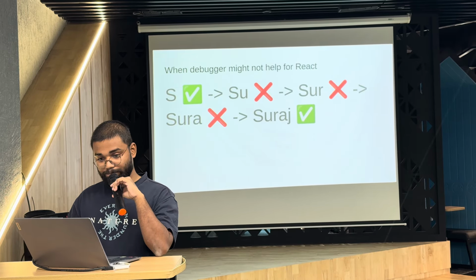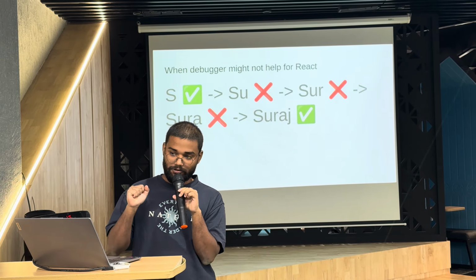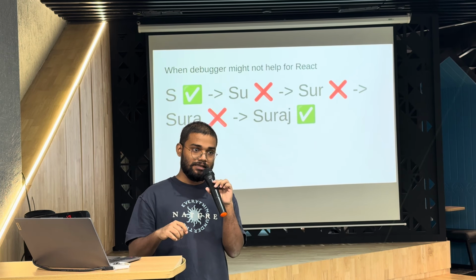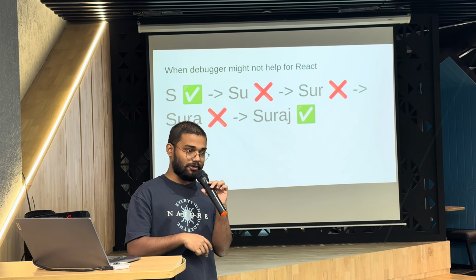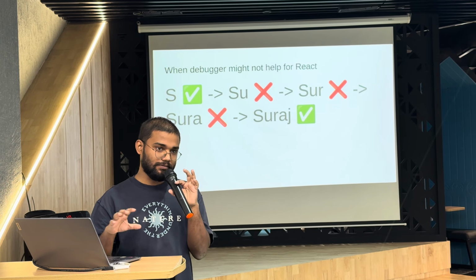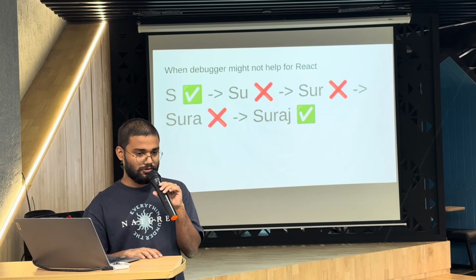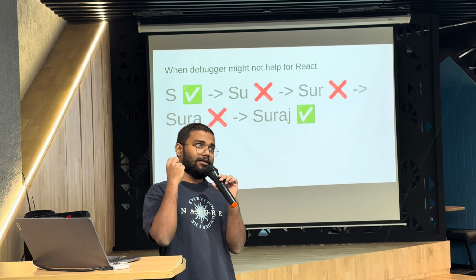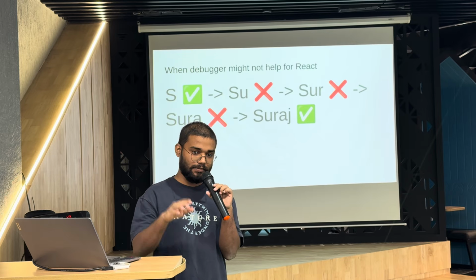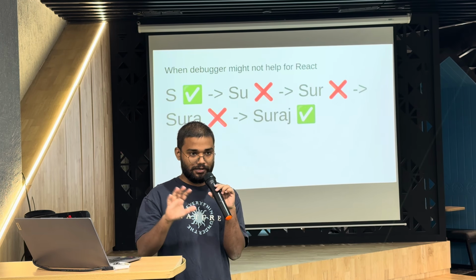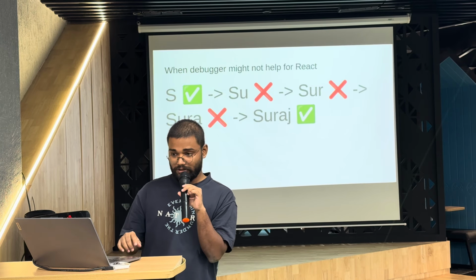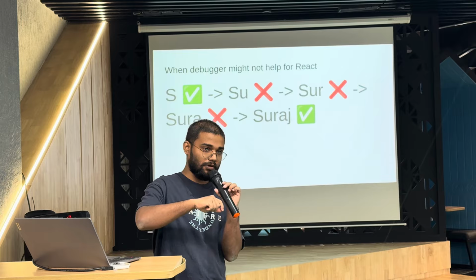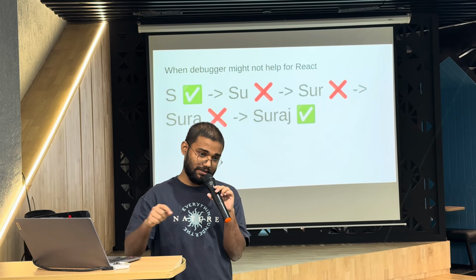But debugging might not help you all the time, because with React 18 you have concurrent features. React can try to re-render some components in the background. As of now, I believe there are two APIs, useDeferredValue and useTransition, which can try to render things in the background. Those renders are interruptible, which means React can do some work and throw that away because some other work comes in.